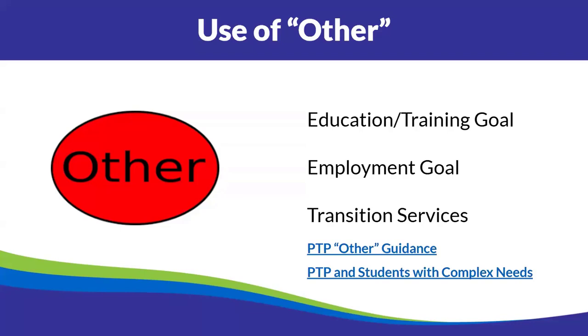Two resources that can be of use to you are the PTP Other Guidance document and the PTP and Students with Complex Needs document. Both can be found on the TIG website under Resources. Please also let your staff know if they feel they need to use other, they can reach out to a TIG technical assistance specialist and they would be happy to talk it through. And remember, when possible, match the goal as close as possible to the drop down and then use the additional information boxes to give more detail in student specific plans.